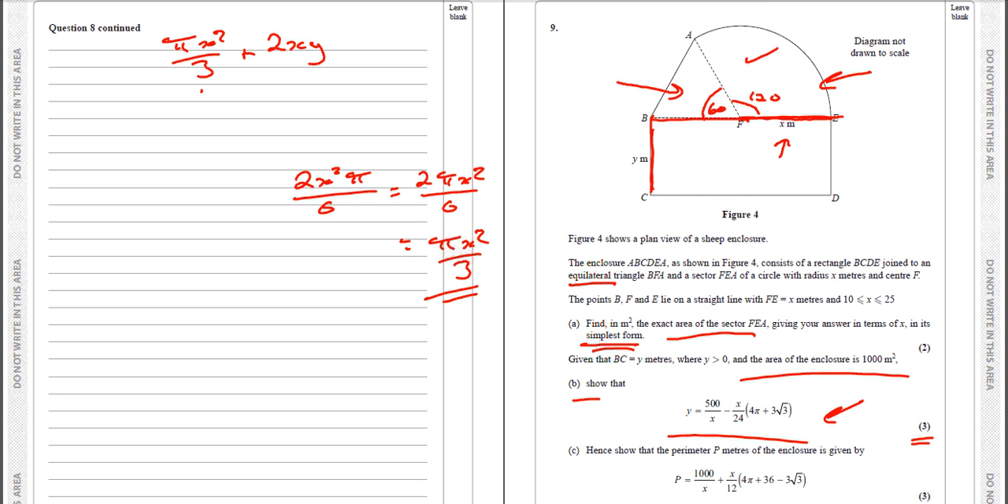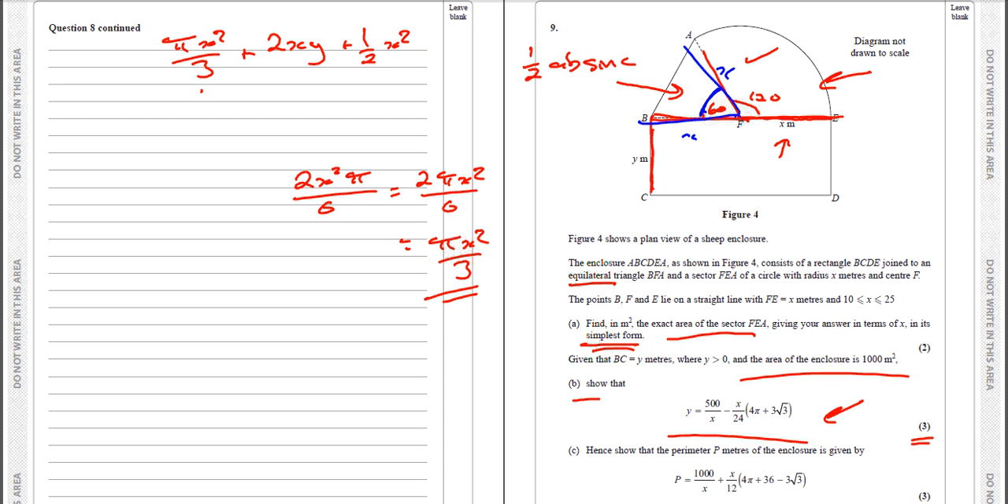And now we've got to work out what this is here. So the area of a triangle in C2 is going to be half ab sine C. So that's going to be a half times these two sides here, that's this one and this one, times sine of the angle in between them. So they're both x, so that's going to be half x squared, and then sine 60. So sine 60, hopefully you should know what sine 60 is.